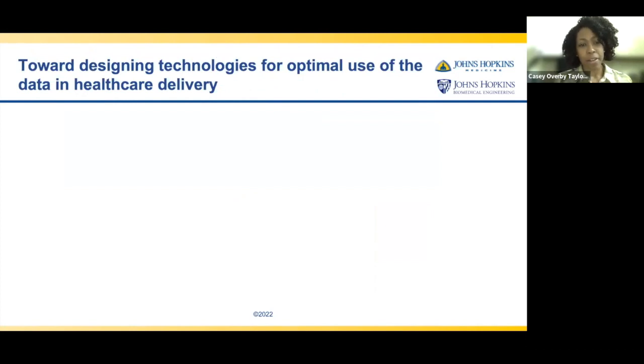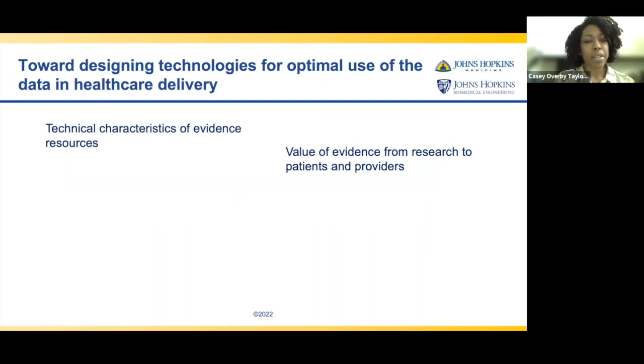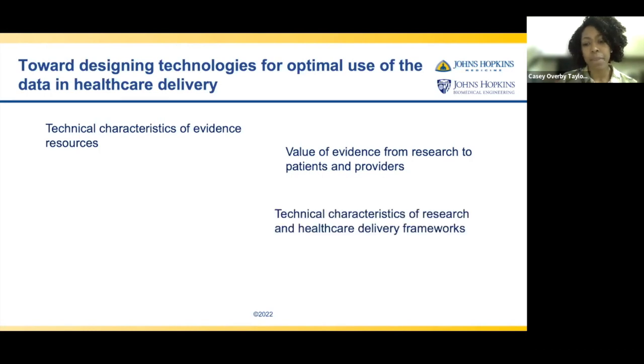So just to give a bit of background of some of the research thrusts that I'm tackling, the problems that I'm seeking to answer are around the value of evidence from research, moving from research to patients and providers. And so that's around actionability of knowledge, understanding the technical characteristics of evidence and resources, as I mentioned, the evolution of evidence. You may change status from being actionable to non-actionable or non-actionable to actionable, and being able to keep track of these technical characteristics of the knowledge base that's maintaining these evidence resources.